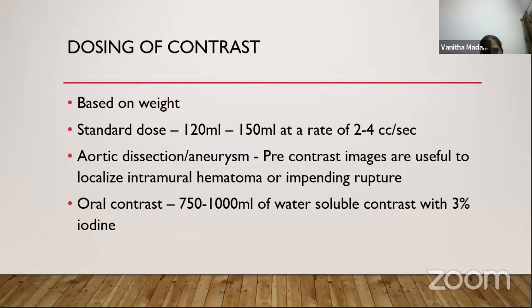In aortic dissection and aneurysms, pre-contrast images are useful to localize intramural hematoma or impending rupture, as fresh blood will have higher, positive Hounsfield units. And for oral contrast, the dosage is 2 to 3% iodine along with 750 ml to 1000 ml of water.